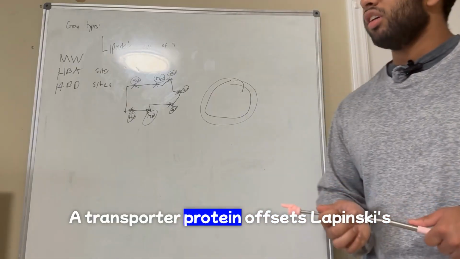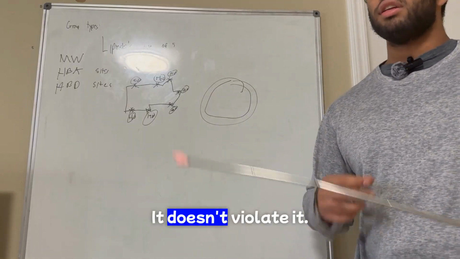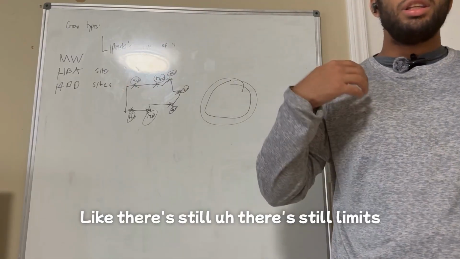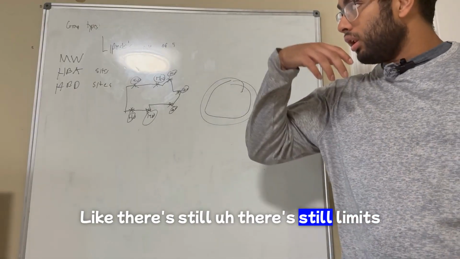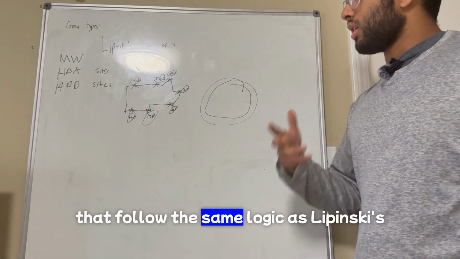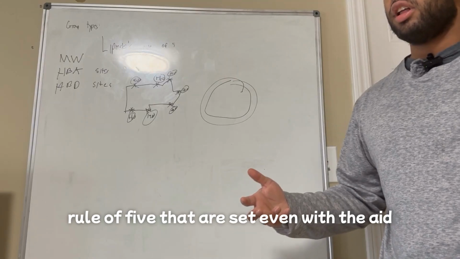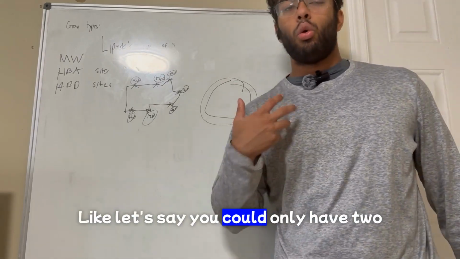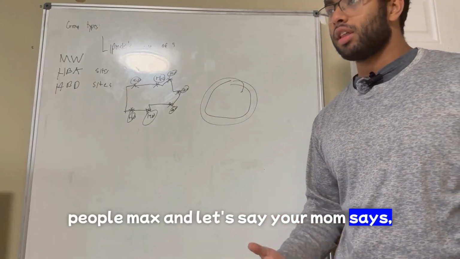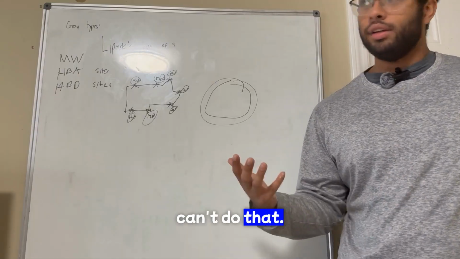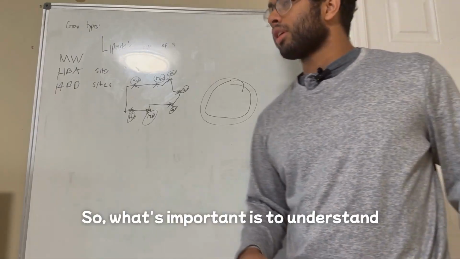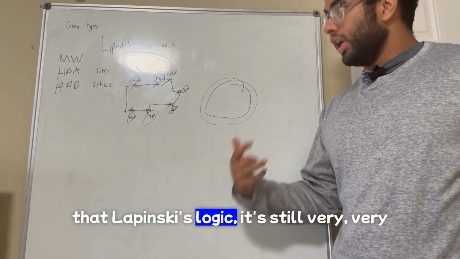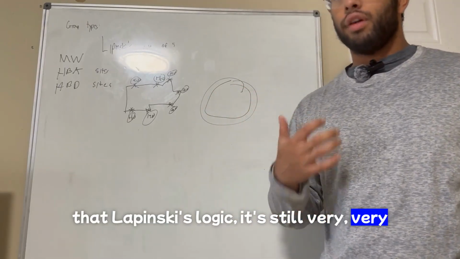A transporter protein offsets Lipinski's rule. It doesn't violate it. That is the important thing to keep in mind. There's still limits that follow the same logic as Lipinski's rule of 5 that are set even with the aid of a transporter protein. Like let's say you could only have 2 people max, and let's say your mom says, oh, you need to take in this bed. You can't do that. Bed's heavy, right?